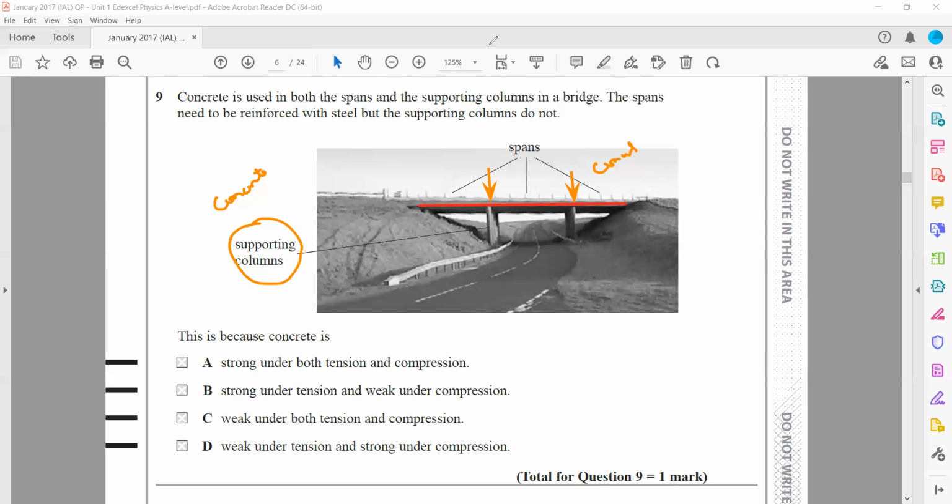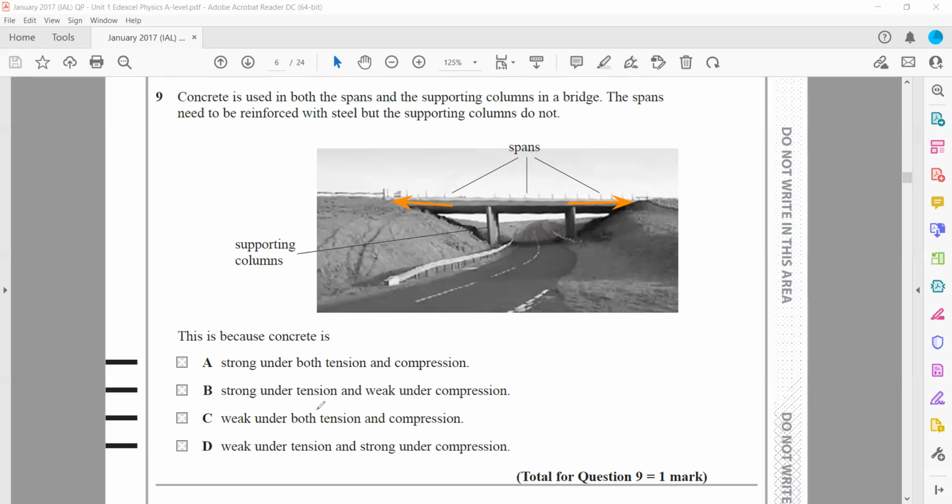Because if you see these support columns, there is a weight acting downward, and due to the weight acting downward, there will be a force downward. So it will experience a compression. But because we don't need steel for this, it shows that concrete is strong under compression. And tension refers to a stretching. So there will be a force on the supports. We need a steel reinforcement for this. Without reinforcement, the bridge will collapse.